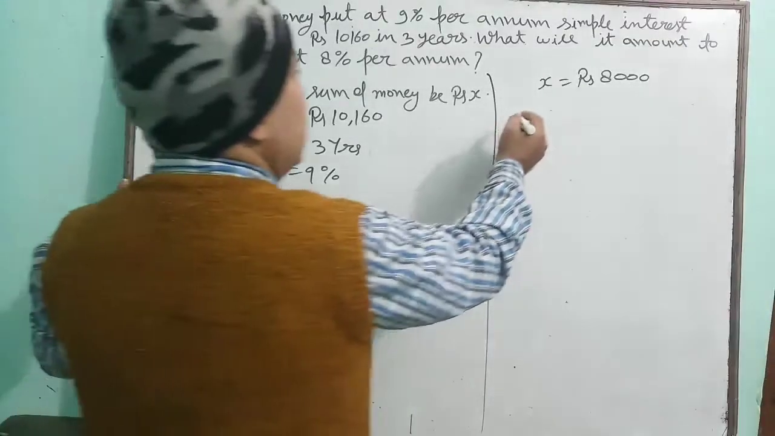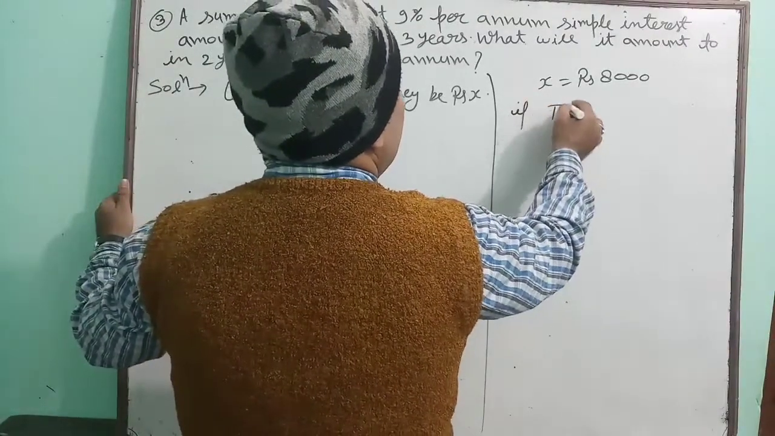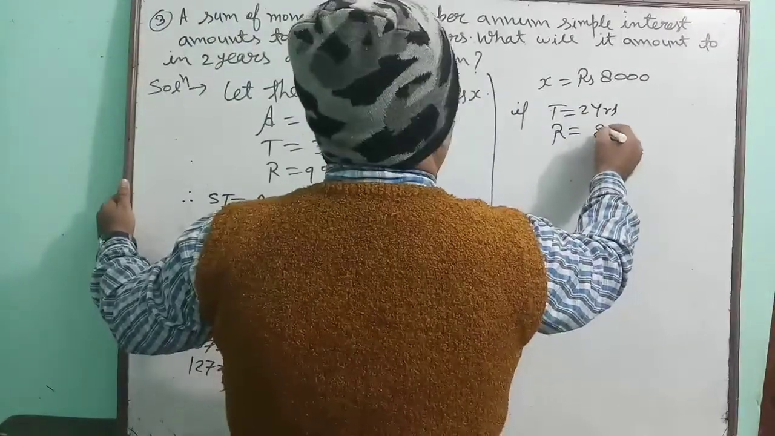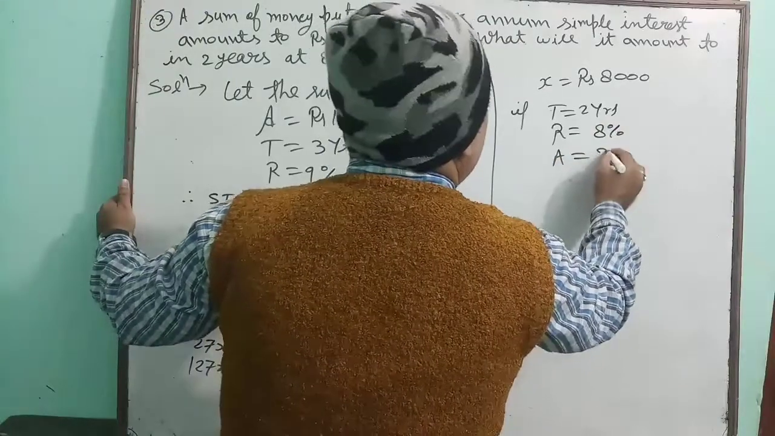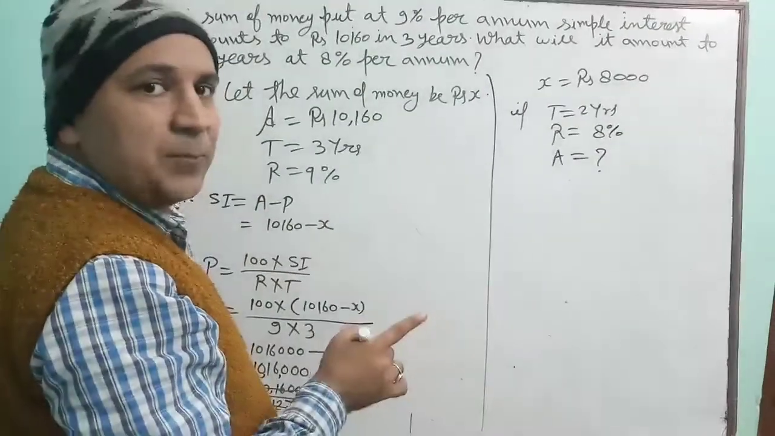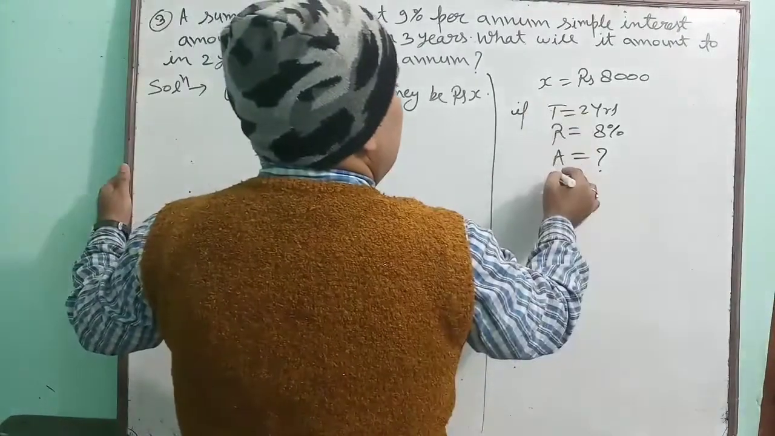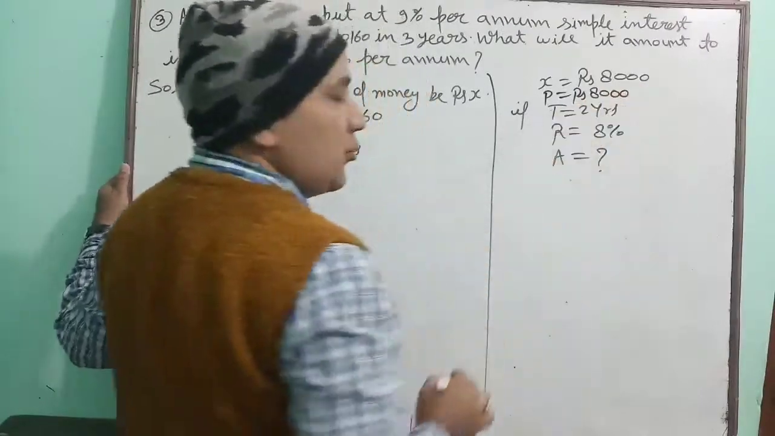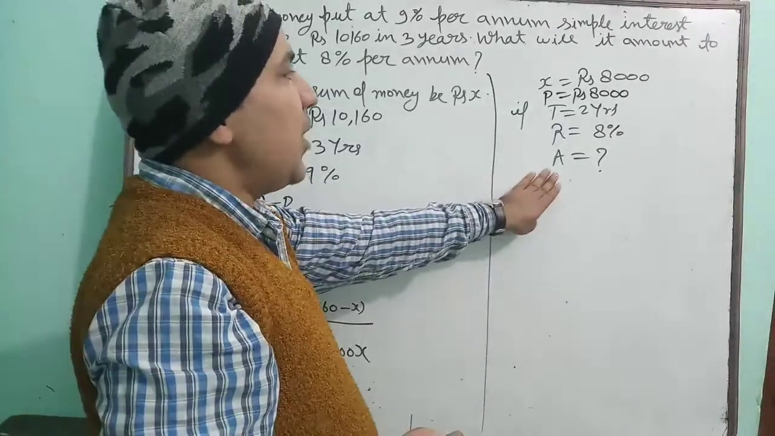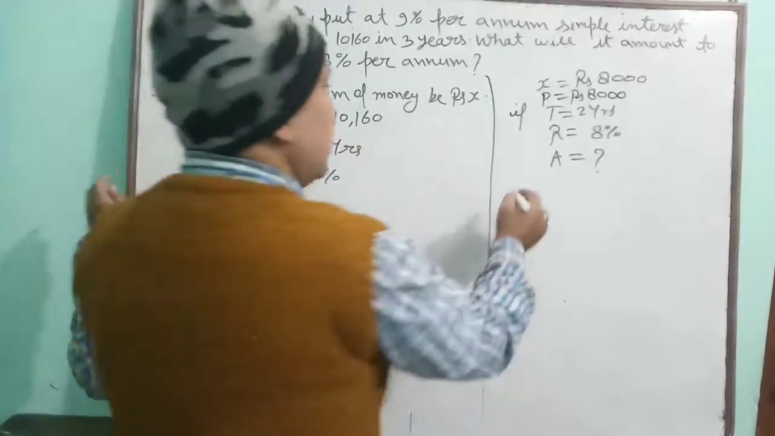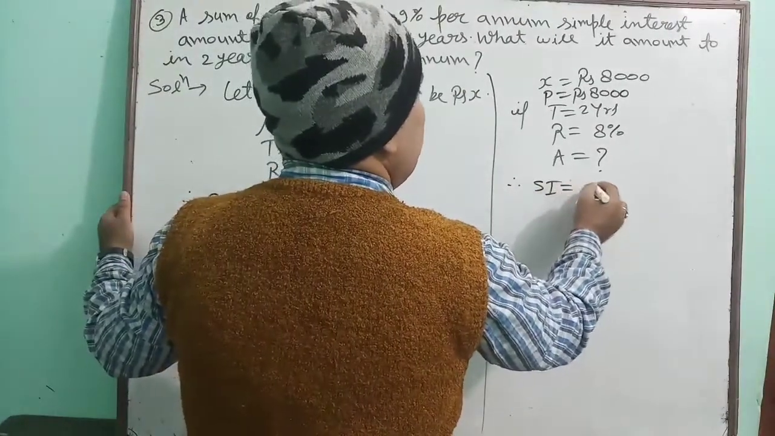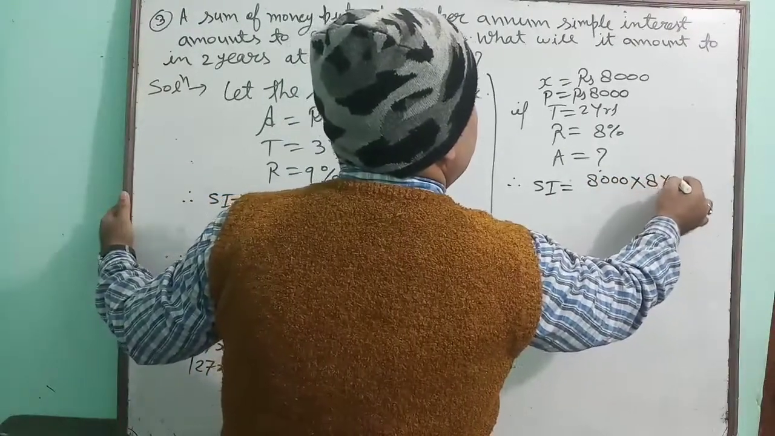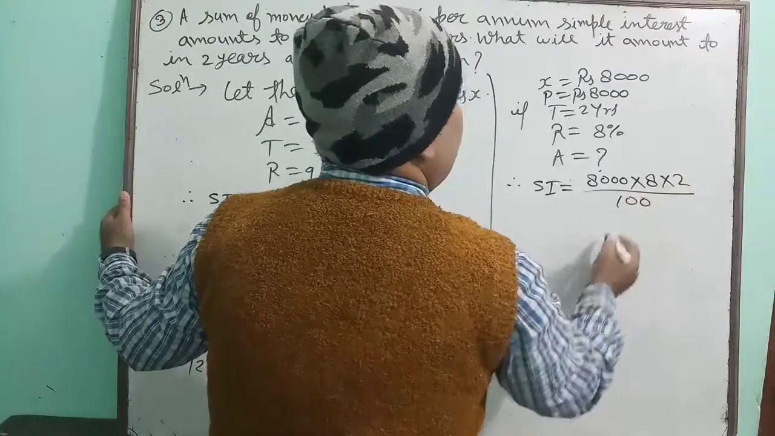Now in the second case, if time is 2 years and rate is 8%, then what will be the amount? This is the second part of the question. While this X will be equal to P, principal amount 8,000. So to find the amount, first we will find the simple interest. Find out here. Simple interest is equal to principal amount into rate into time upon 100.